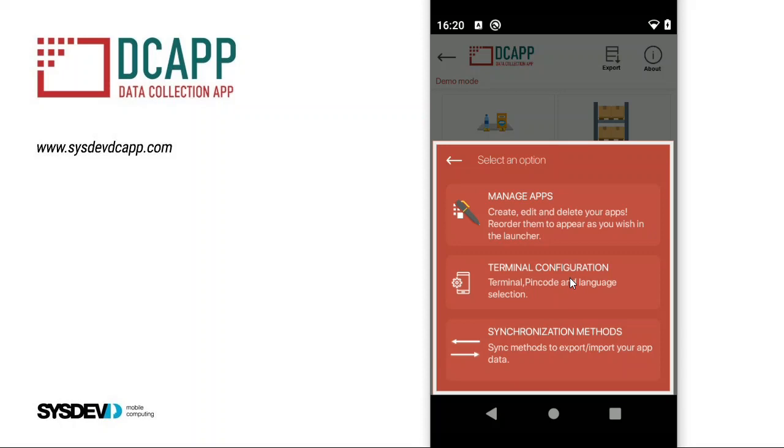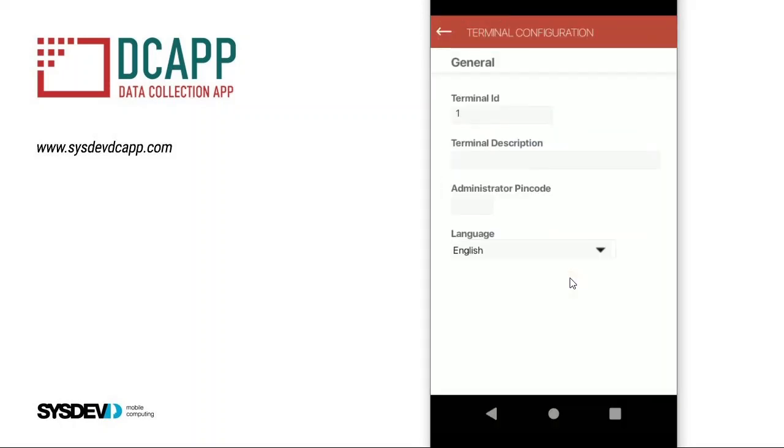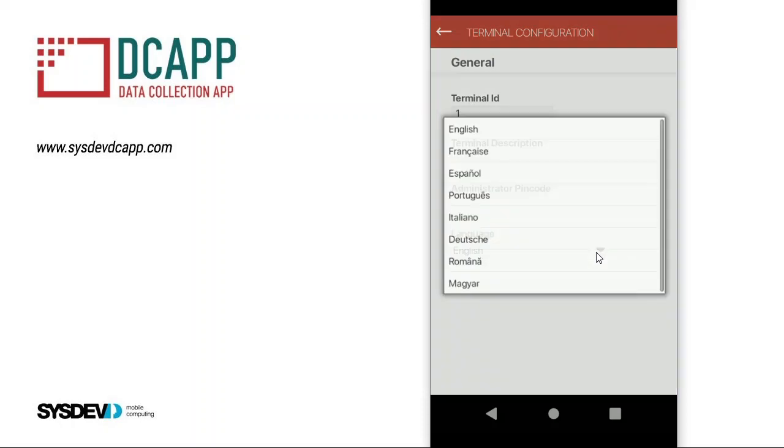To finish this first tutorial, I will just show you where you can manage the terminal configuration. Very simple. The terminal ID: you can imagine you can have several terminals, and you can name it here. It's going to put this information in the file when we are exporting it. A description, a pin code. The pin code is needed to access these configurations. If we define a pin code here, it's going to ask us in the future to enter it to access the configurations, and we can change the language.